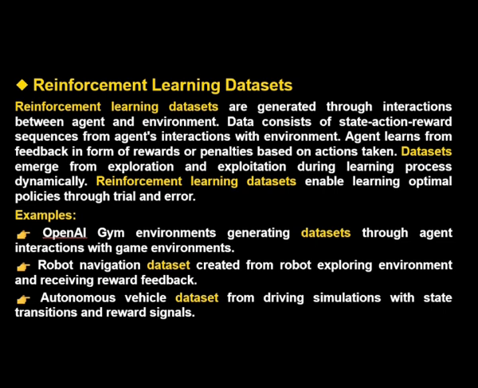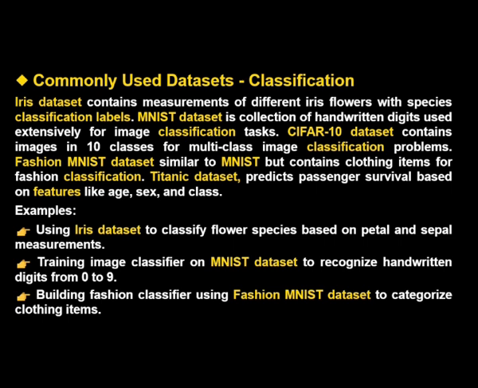The agent learns by trial and error, receiving feedback in the form of rewards or penalties. Such data sets are common in robotics, game playing, and autonomous driving systems. In all such situations, we'll use these reinforcement learning datasets. The next one is commonly used datasets for classification.